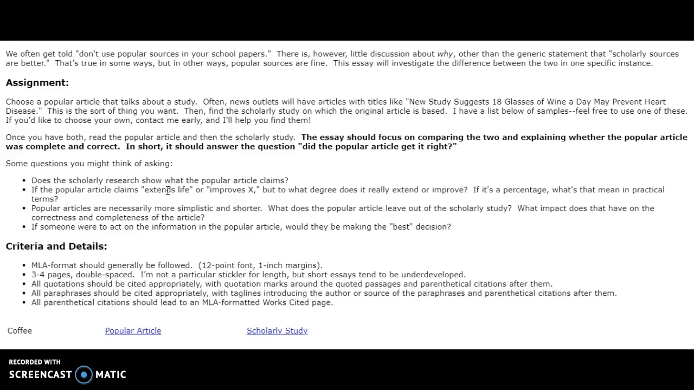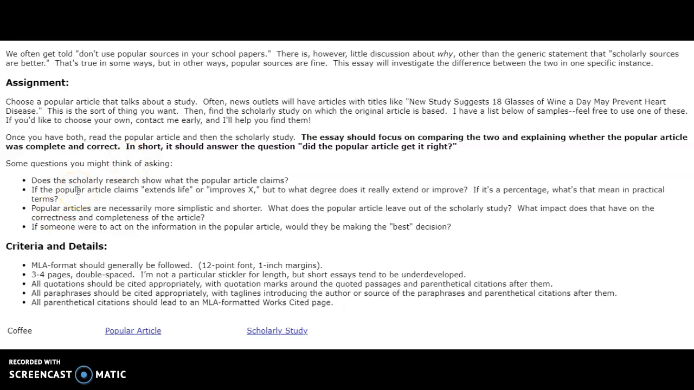That's very simple. If the popular article claims it extends life or it improves X, does it really do something to a significant degree? In other words, if someone has got 6 months to live and a new cancer treatment extends their life by 20%, well, we're talking about a month and a couple days, okay? So is that a significant improvement? It's statistically significant. Is it a practical improvement? Probably not in the broad realm of things. So that might be something we talk about, whether or not the popular article addresses the actual impact of this.